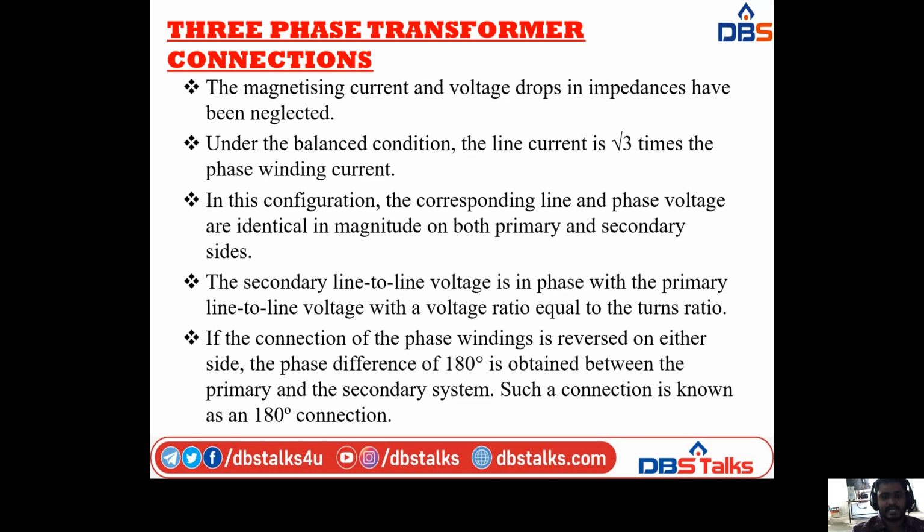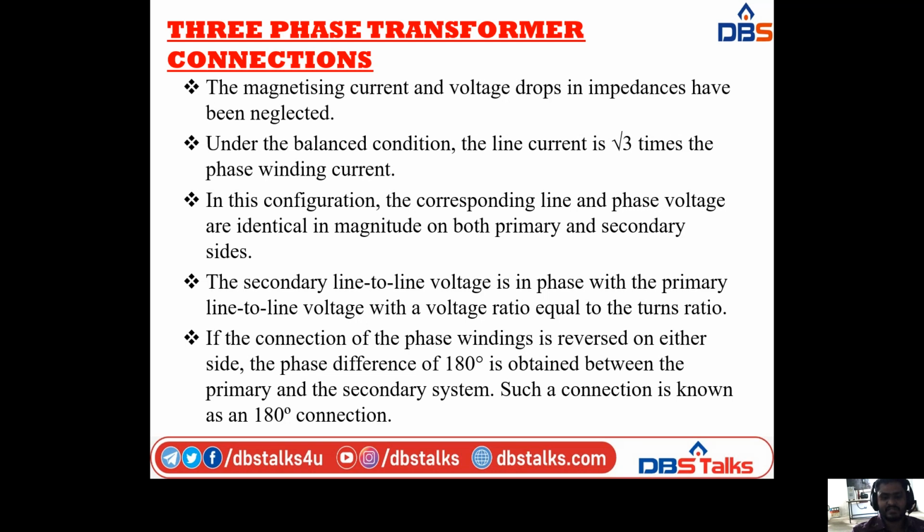Here the secondary line to line voltage is in phase with the primary line to line voltage, with a voltage ratio equal to the turns ratio. That is, either VAB or VBC or VCA are in the same phase as the primary line voltages, capital VAB, capital VBC and capital VCA, with a voltage ratio equal to the turns ratio, that is V2 by V1 is equal to N2 by N1.